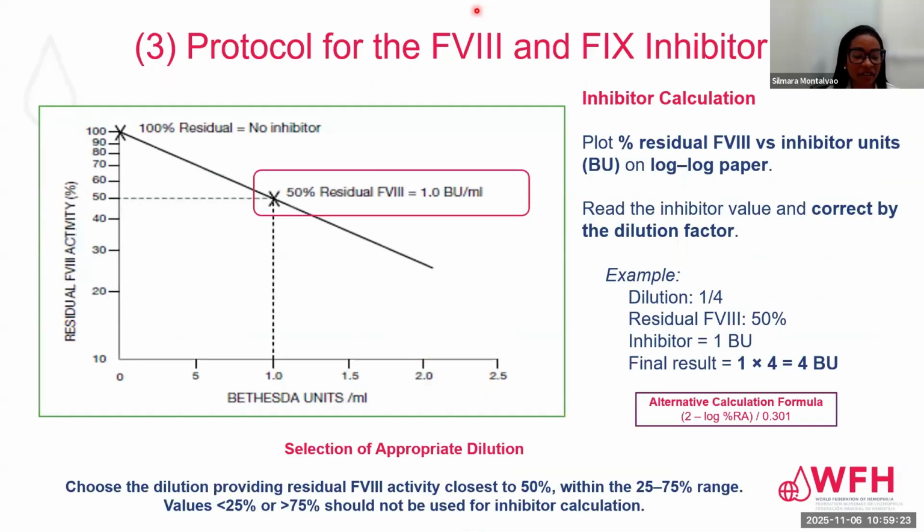The calculation is not difficult. You need to understand that 50% residual factor is equivalent to 1 Bethesda unit. If you find this situation at dilution 1/4, your final result will be 4. So depending on the dilution, you find this 50% residual factor 8. We also have an alternative calculation that is available in the lab manual.